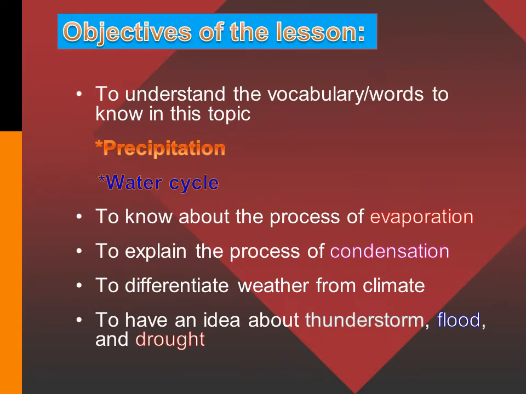So let's see the objectives of the lesson. To understand the vocabulary, that is precipitation and water cycle. To know about the process of evaporation. To explain the process of condensation. To differentiate weather from climate. To have an idea about thunderstorm, flood and drought.